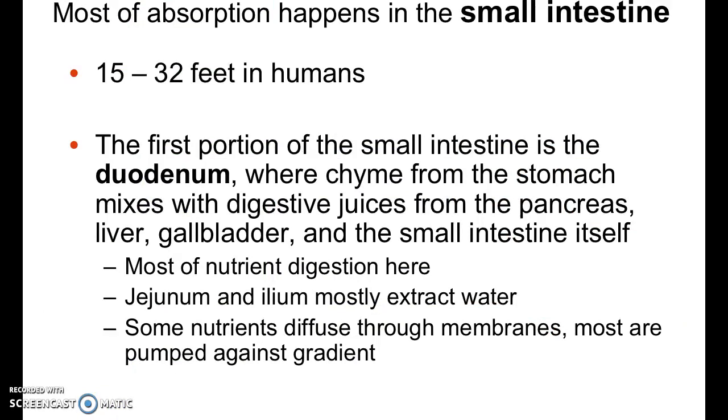Most of the absorption happens in the small intestine. In the large intestine, most of the water is absorbed. That is why you have some constipation and diarrhea, and we'll get to that in a little while. The first portion, that first bend, is the duodenum, and it's in the duodenum that most of the digestion takes place.